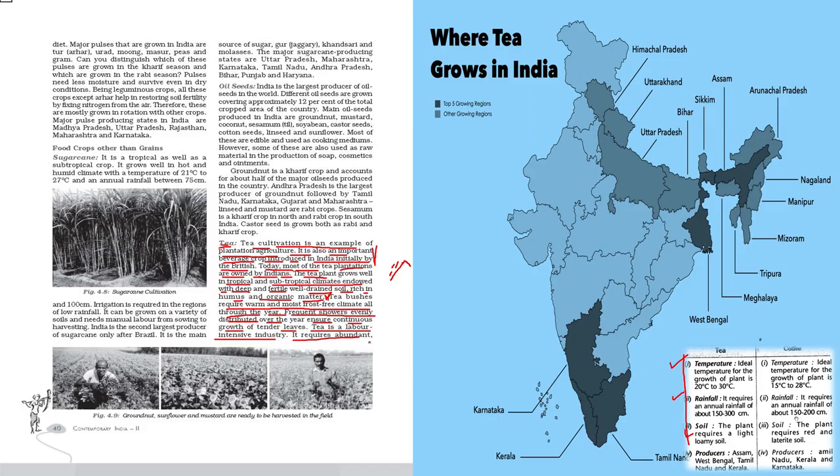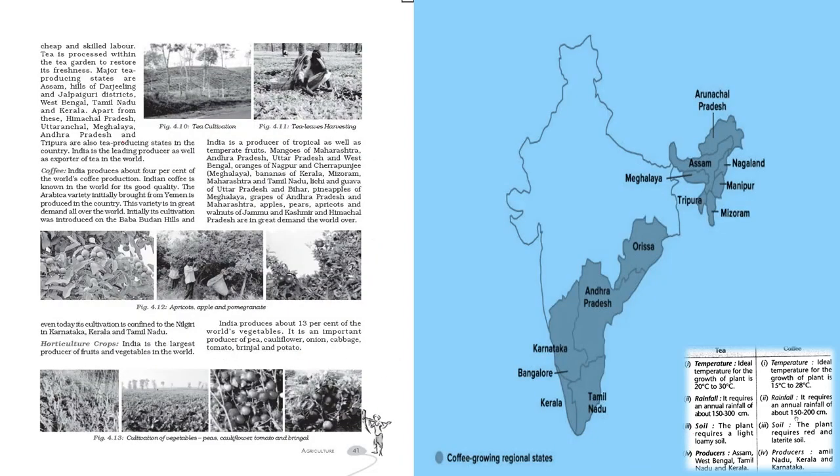Tea is processed within the tea garden to restore its freshness. Major tea producing states are Assam, hills of Darjeeling and Jalpaiguri districts of West Bengal, Tamil Nadu, Kerala. Apart from these, Himachal, Uttarakhand, Meghalaya, Andhra Pradesh and Tripura are also tea producing states in the country. In 2014, India was the second largest producer of tea after China and Turkey. So mainly we are second in all the references after China only.